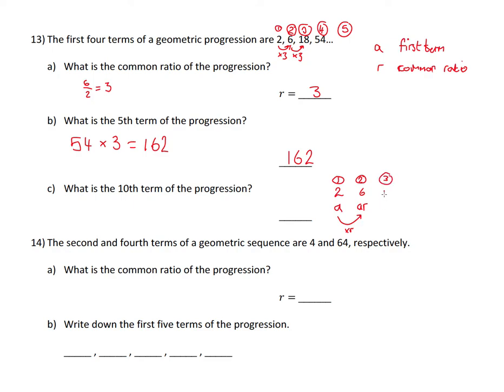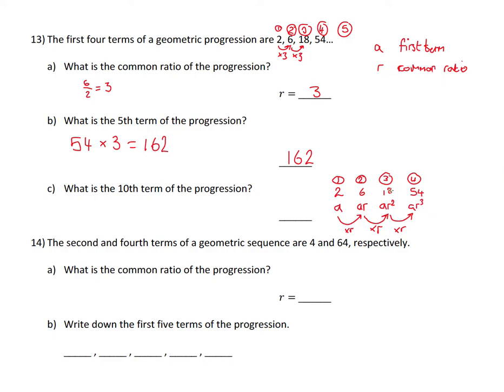The third term is 18. Again, it's just the previous term multiplied by the common ratio. So let's call this AR squared. Okay, and so on. Fourth term, 54. Multiply this by R, which would give us AR cubed.